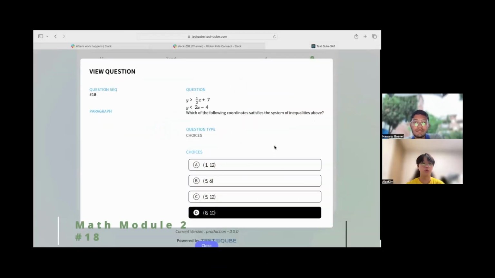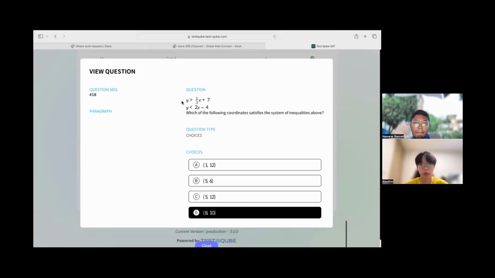We have two equations. Which of the following coordinates satisfies the system of inequalities above? Now this one's wording is kind of confusing, right? Yes, sir. I put this on Desmos, and I think I got 8, 10 as an answer.